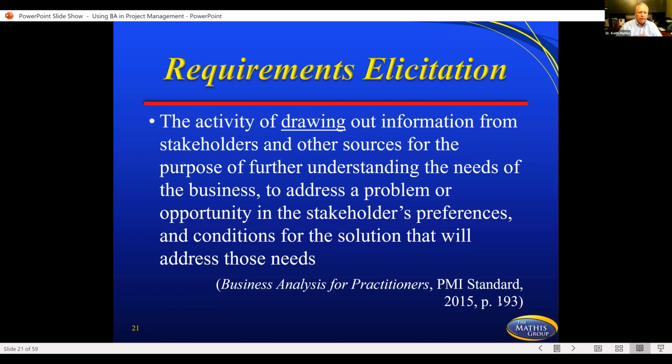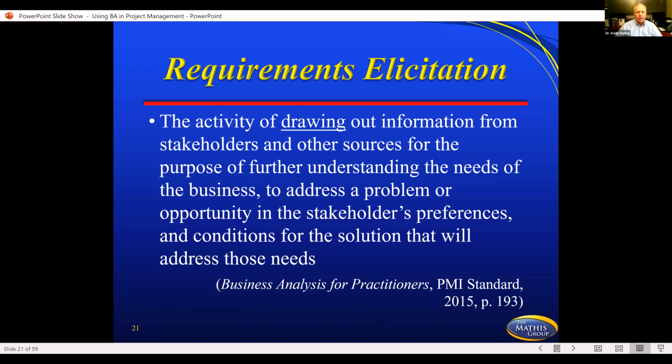So the requirements: elicitation is the activity of drawing out information from stakeholders and other sources for the purpose of further understanding the needs of the business to address a problem or opportunity, and the stakeholders' preferences and conditions for the solution that will address those needs. You'll notice that this is one long sentence. This happens in all your PMI documents. They have huge monster long sentences. But the point is a good point. You're drawing that information out.